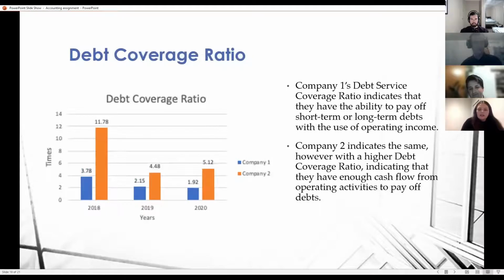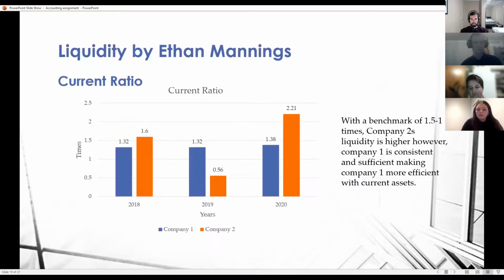Now, our debt coverage ratio links our cash flow from operating activities with long-term debts. So company one's debt service coverage ratio indicates that they have the ability to pay off short-term or long-term debts with the use of operating income. Company two shows the same, however, with a higher debt coverage ratio, indicating that they have enough cash flow from operating activities to pay off debts faster.